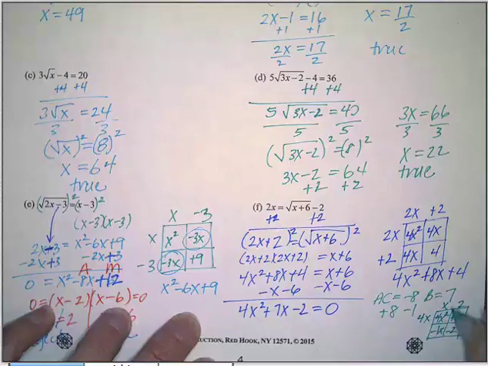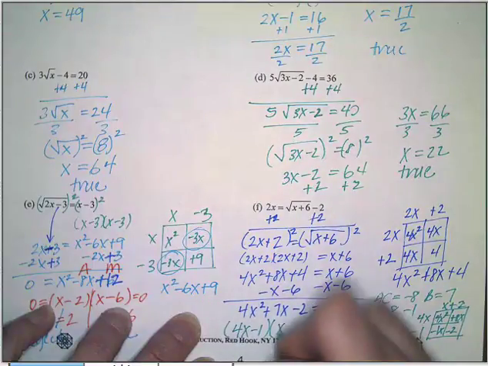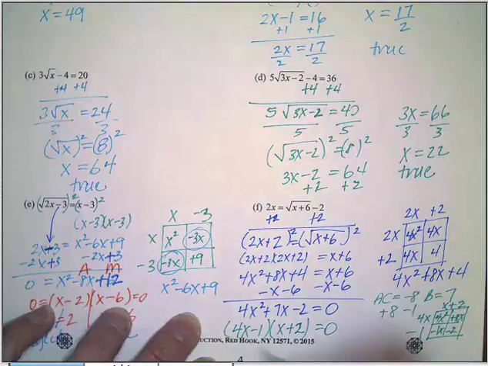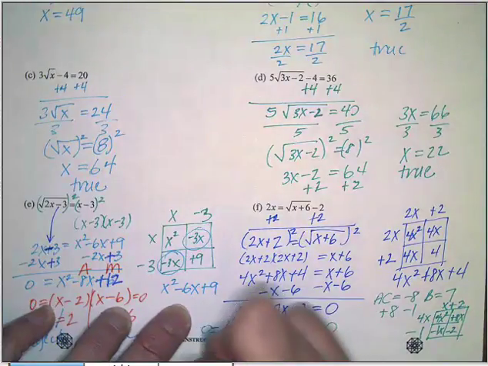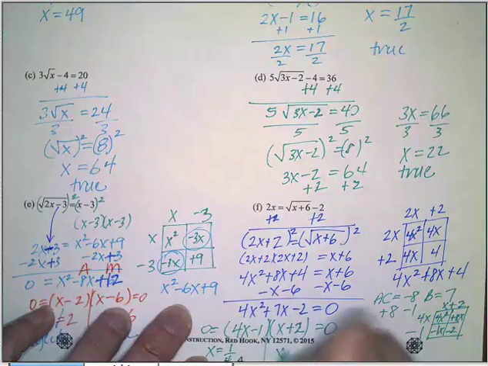This is a +2 because +2 and 4x gives me a +8x. This has two negatives, so that would be a -1. Check all my pieces. I'm good. So my factors are 4x minus 1 and x plus 2 equals 0. Therefore, my answers: x equals 1/4 and x equals -2.